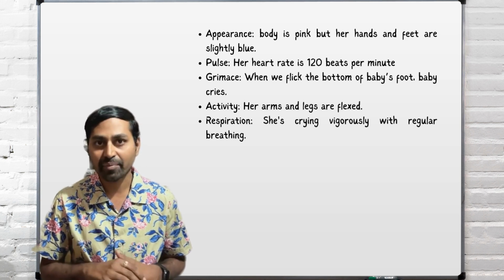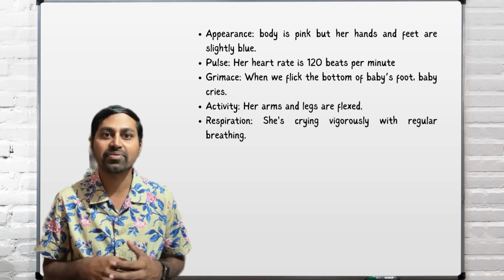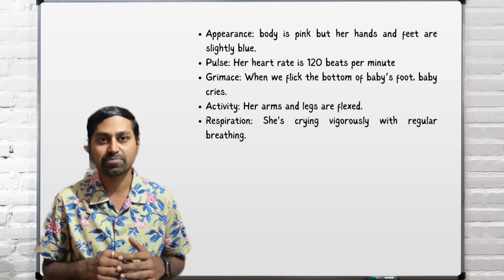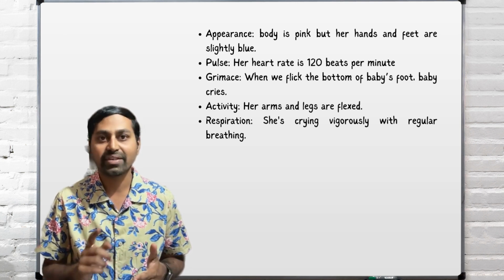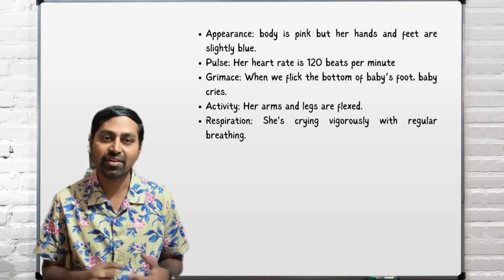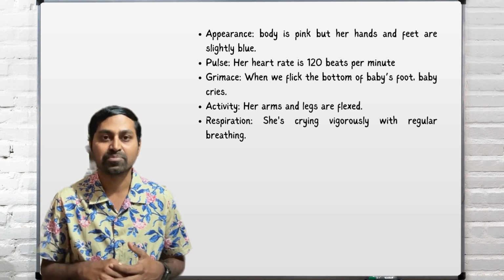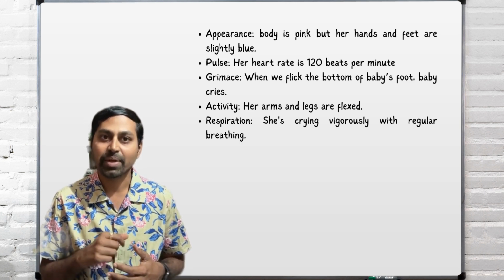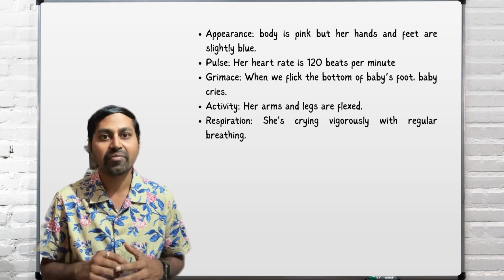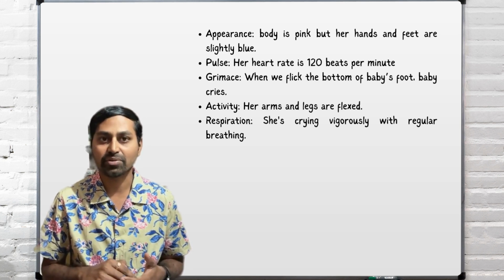Then grimace, that is reflex irritability. When we flick the bottom of the baby's foot, the baby cries. That is normal, hence the score is 2. Then activity. The baby's arms and legs are flexed. The score is 2. Again, this is normal. Then respiration. The baby is crying vigorously with regular breathing. This is also normal, hence the score is 2.